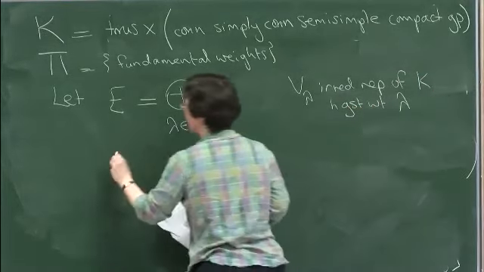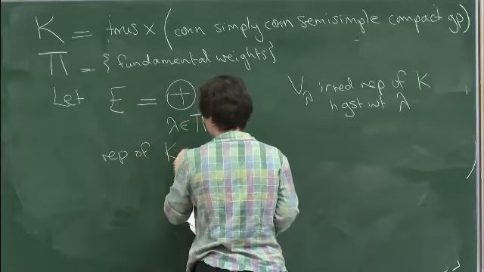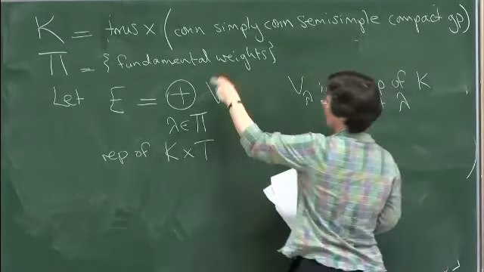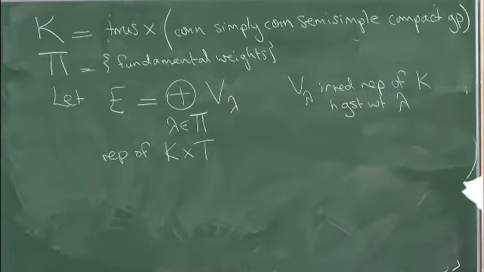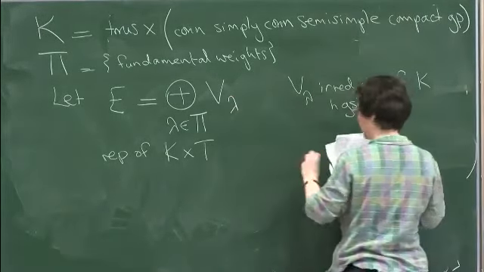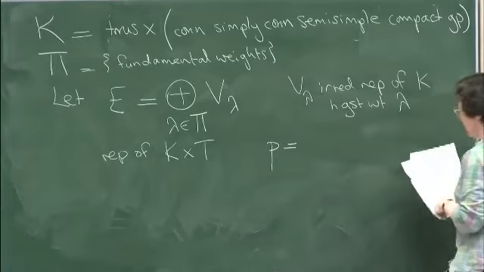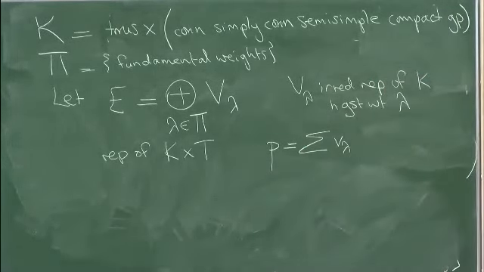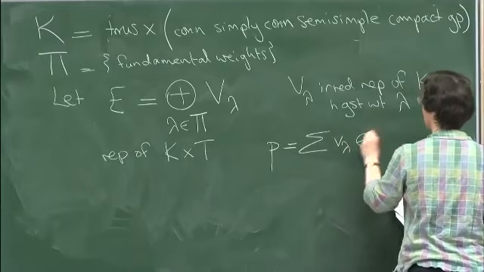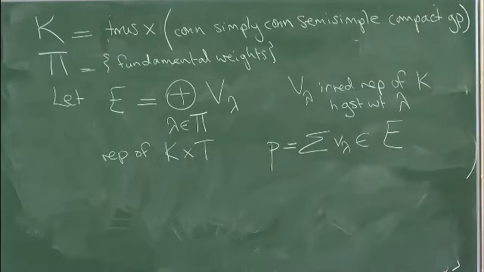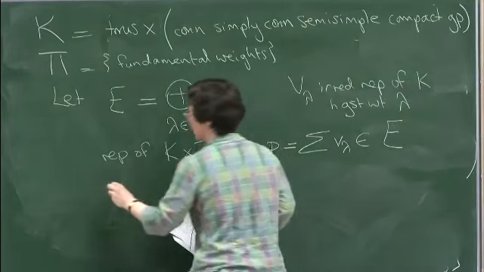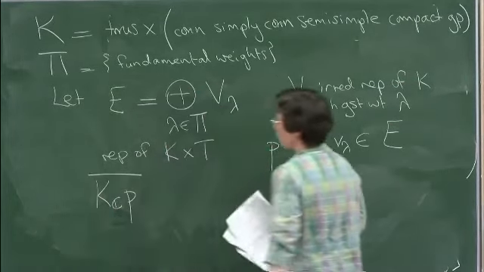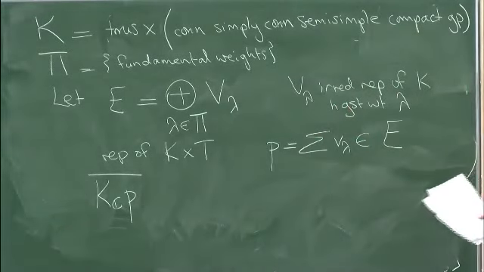And so this is a representation of K, but you can also make it into a representation of T, where T acts on this with weight minus lambda. And they looked at the point in E, which was given by the sum of little v lambdas, so these are highest weight vectors. Just choose some highest weight vectors. And it turns out that you can naturally identify the symplectic implosion with the closure of the KC orbit in E.